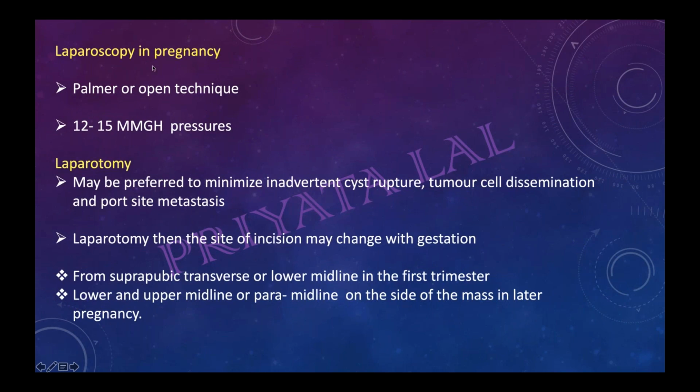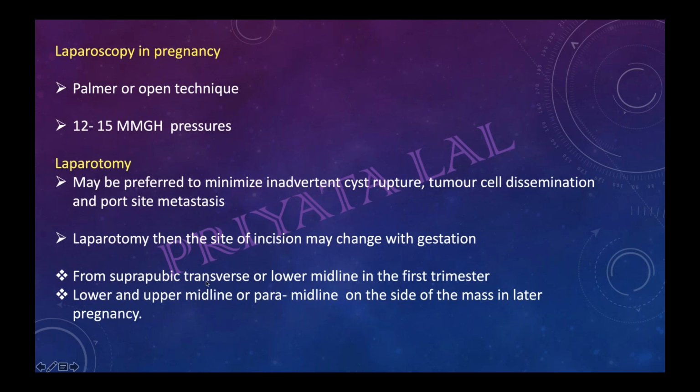If they do laparoscopy in pregnancy, it will be either Palmer's point or an open technique, and these are the pressures: 12 to 15 is the pressure they are using. I have already seen a question from these pressures. Apart from this, they will do laparotomy. They are more interested in laparotomy because it will prevent cyst rupture, tumor cell dissemination, and port site metastasis.